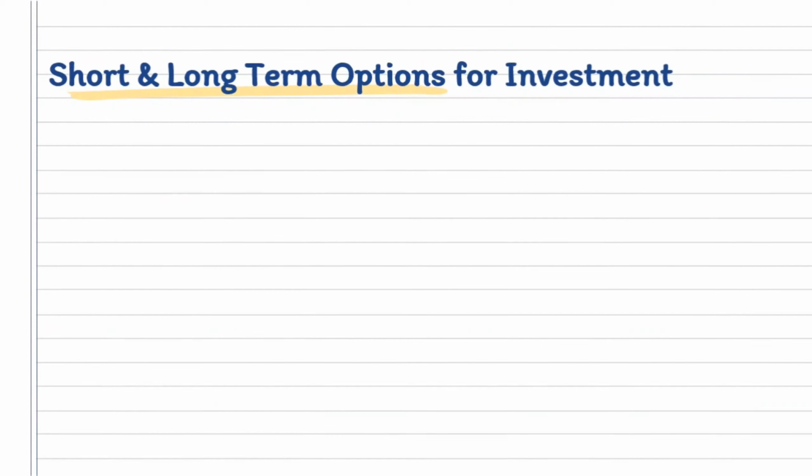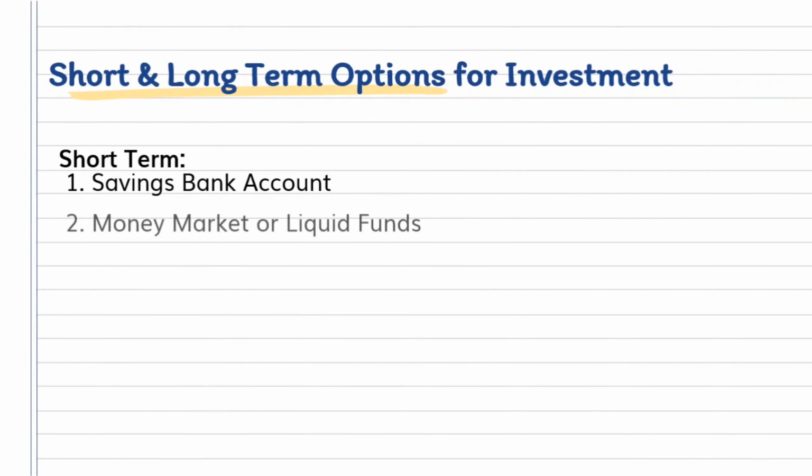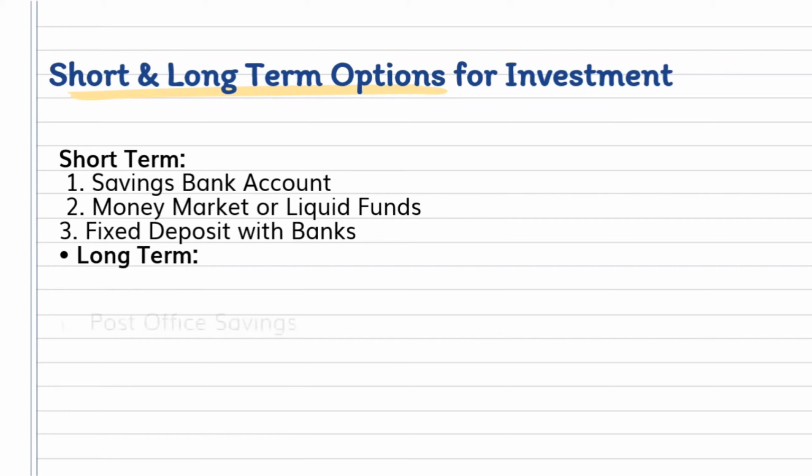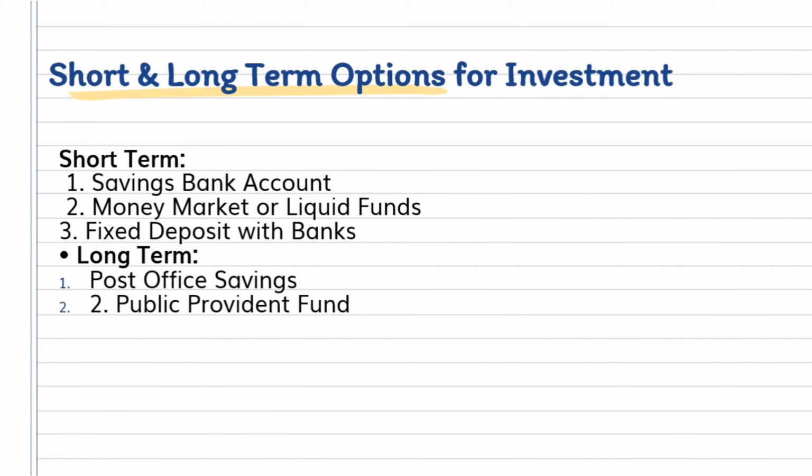Short and long term options for investment. Short term. Number 1, saving bank account. Number 2, money market or liquid funds. Number 3, fixed deposit with banks. For long term, number 1, post office savings, public provident fund, bonds, mutual funds.